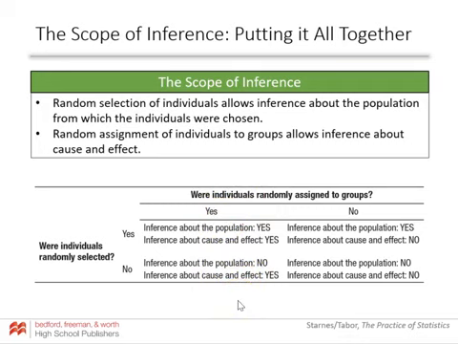But they like to ask questions where they explain a study and ask, can we infer that these results apply to the whole population, or can we infer cause and effect? So just make sure you understand basically these two facts. Random selection means we can apply the results to the whole population, and random assignment means we can prove cause and effect. Okay, that's it.